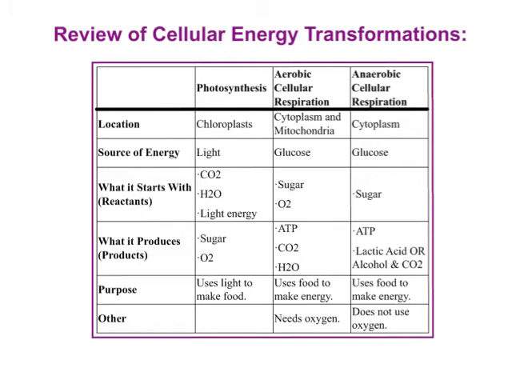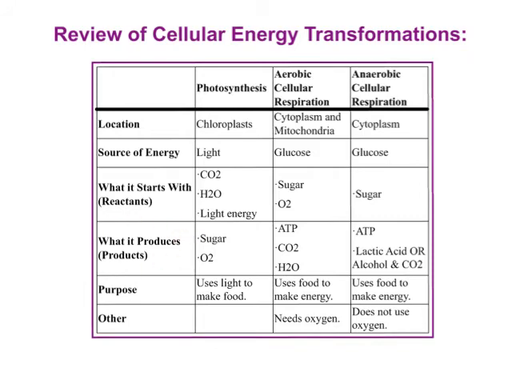Our source of energy for these 3 transformations: light provides the energy for photosynthesis, and for both aerobic and anaerobic cellular respiration, glucose provides the energy. What we start with for these reactions: for photosynthesis, we're going to start with carbon dioxide, water, and light energy. For aerobic and anaerobic cellular respiration, we start with sugar, and obviously for aerobic cellular respiration, we also have oxygen.